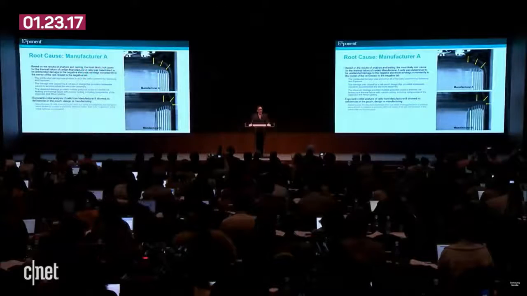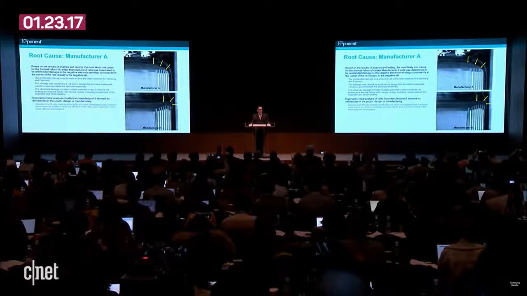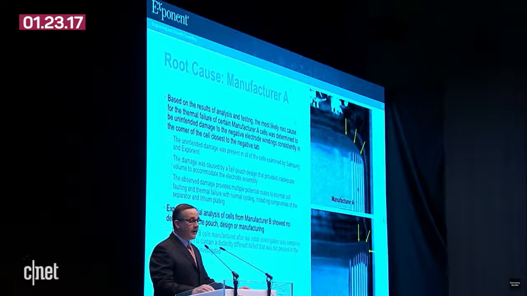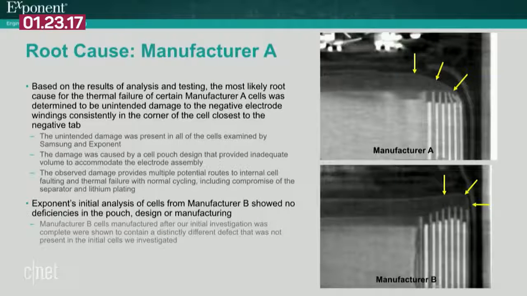Our investigation into root cause for the failure of the cells provided by manufacturer A showed that damage to the outermost windings of the negative electrode closest to the negative tab of the cell was the most likely cause for the thermal failures. Through measurement and observation, it was found that the negative electrodes were damaged because the design of the cell pouch did not provide enough room.